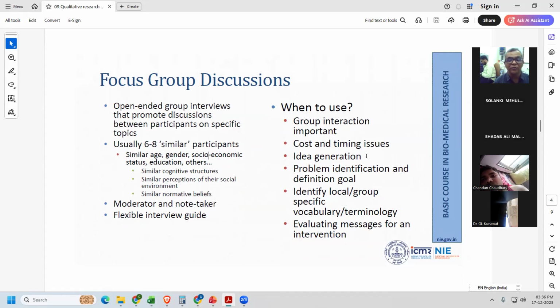I may be using one word for one thing, one problem, and in another area, for example, Maharashtra, they are using a separate word. Karnataka, they are using a separate word. And evaluating messages for an intervention. If you have done some intervention, recently we did one intervention of a large group meditation, and then we did the focus group discussion, because you want to evaluate the messages from an intervention.